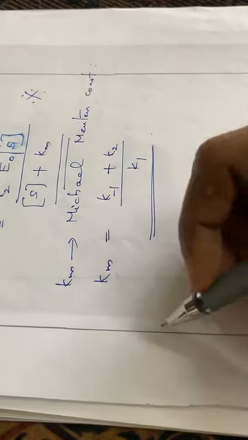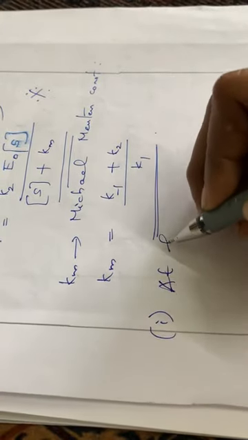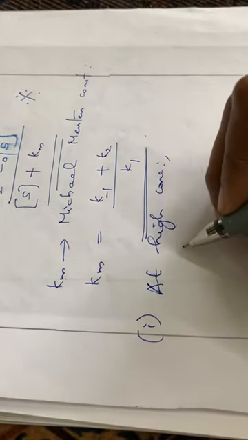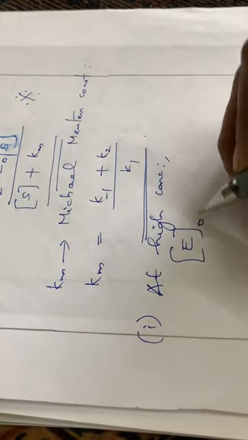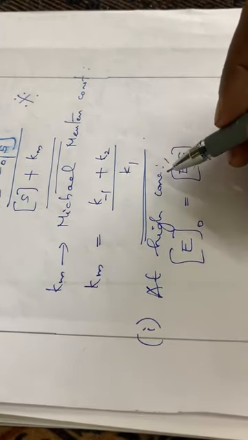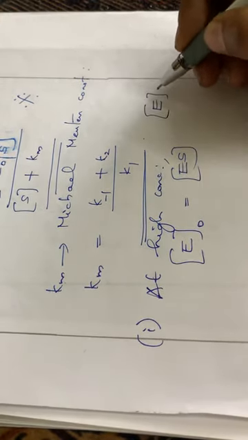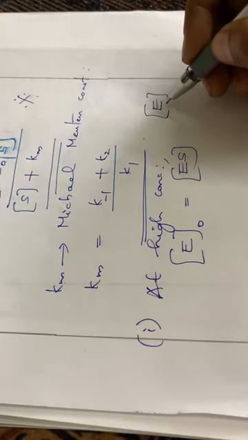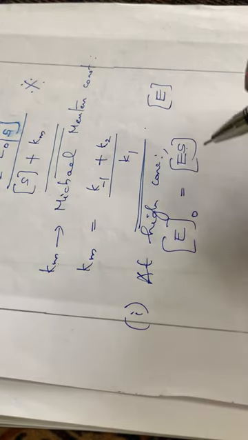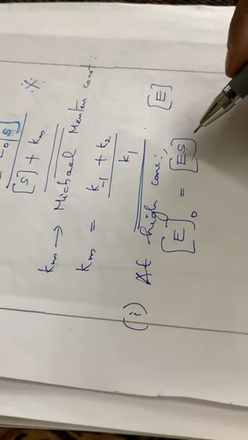So four conditions are there, and the first condition is that at very high concentration, what happens is that the initial concentration of E0 will be equal to the enzyme substrate complex. That means at very high concentration there will not be any free E, isn't it? The enzymes will not be free. That means all the enzymes will be converted to ES. So at very high concentration, ES will be equal to E0. All the initial enzyme will be converted to an enzyme substrate complex.